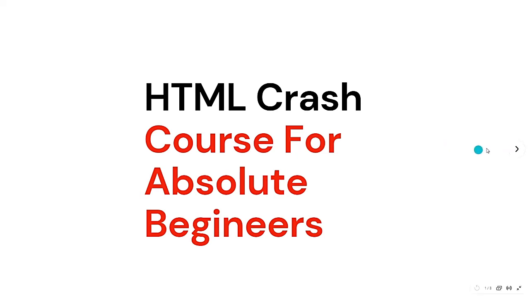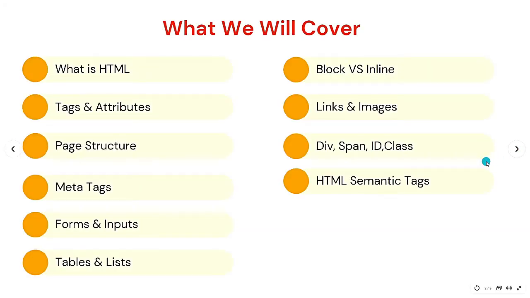Let's move to slide number 2, and we will discuss what we will cover in this course. We will learn what HTML actually is. HTML is a hypertext markup language, and we will learn about tags and attributes. There are multiple tags that we will use in this course, and we will learn about the page structure, the structure of the whole doctype, which includes the header, the body, and everything included in that.